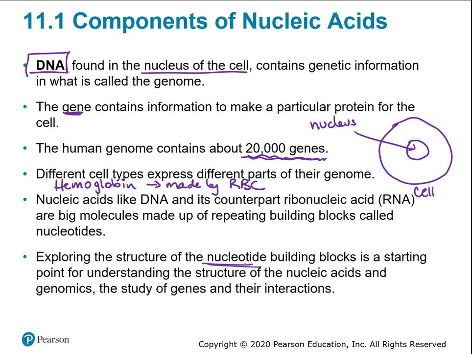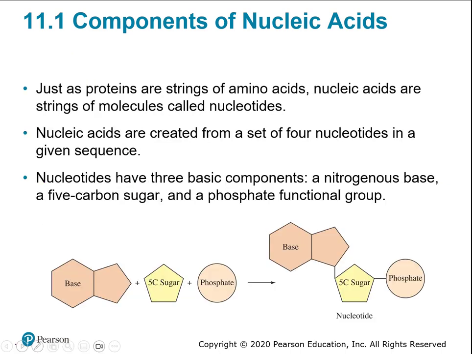So let's talk about the building blocks. Just like amino acids are the building blocks of proteins, nucleotides are what they call the building blocks of nucleic acids. A nucleotide has three things. A nucleotide has a sugar, and it's a 5-carbon sugar, so remember that makes it a pentose. A sugar with 5 carbons is a pentose. It also has a phosphate group, so remember that the phosphate group is PO4.